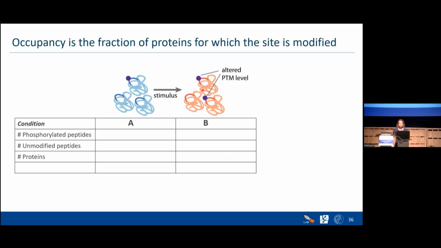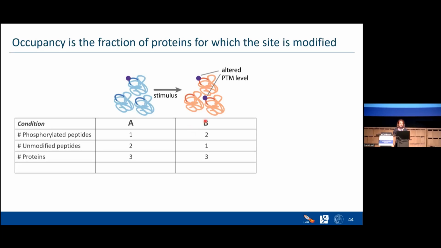To calculate the occupancy, we need to know 3 different numbers. First, how many phosphorylated peptides we have. We need to know the unmodified peptides, and we need to know the protein. How many proteins do we have? Let's look at condition A. We only have 1 peptide, and in condition B, we have 2. For the unmodified, on these 3 proteins, we have 2 unmodified counterparts for these peptides, and on the other side, we have only 1. And for the protein, they are the same.